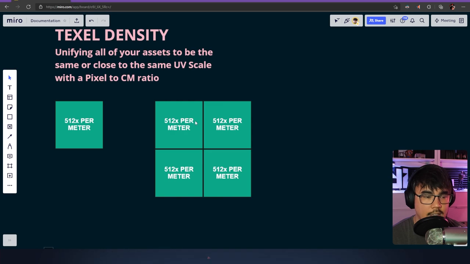So if you have an asset that is 2 meters wide and 2 meters tall, if you keep it at the 512 per meter, that means you would probably have to have a 1024 texture in order to keep it within or close to the 512 per meter texel density rule that you've set.